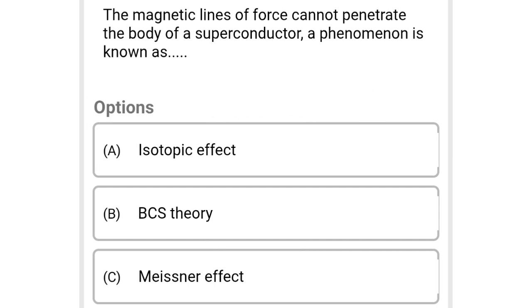Next question, the magnetic lines of force cannot penetrate the body of superconductor. A phenomenon is known as option A isotopic effect, option B BCS theory, option C Meissner effect, option D London theory. The correct answer is option C Meissner effect.